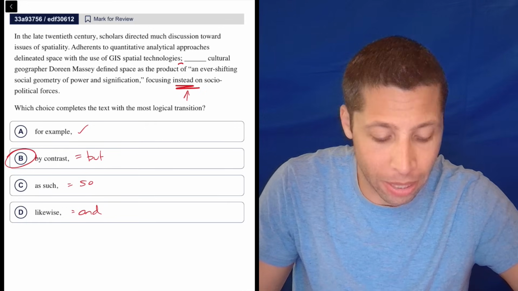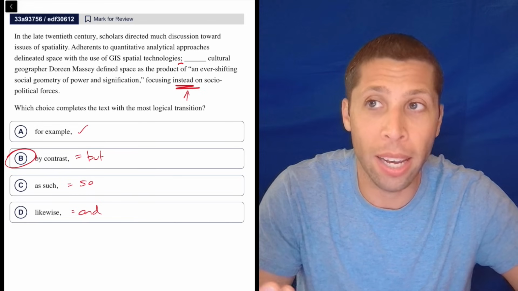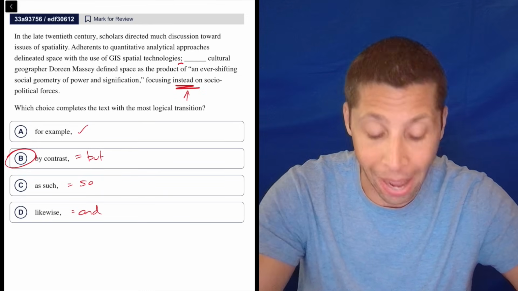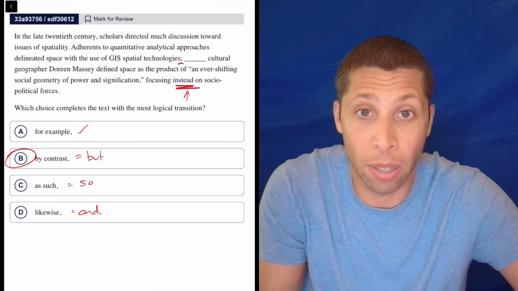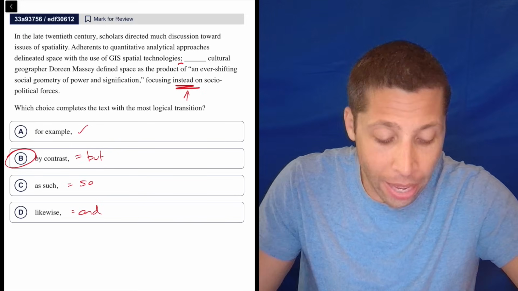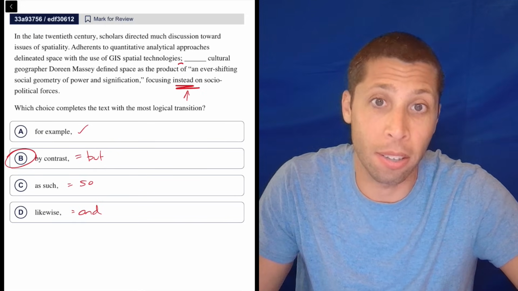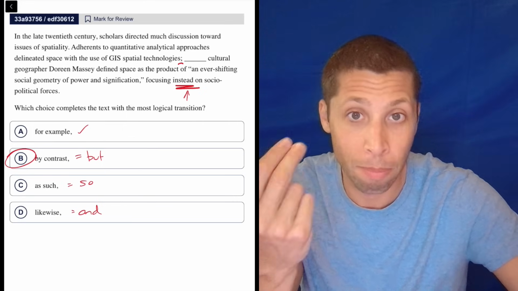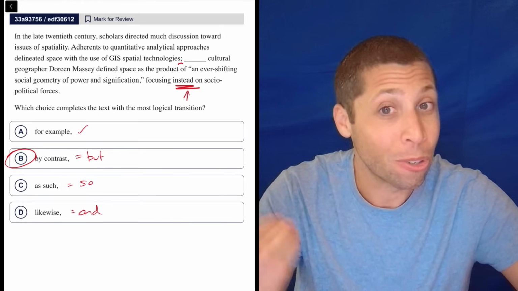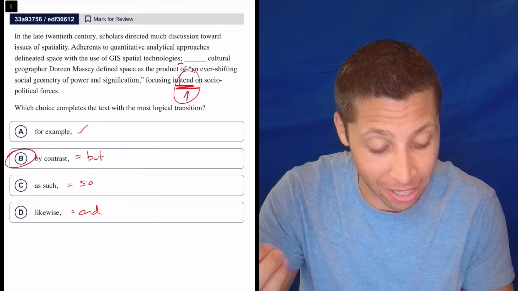And it's not a so because, again, it's a new thing. It is not caused by the other people's point of view. Doreen Massey has her point of view for her own reasons. I don't know. And so it's not caused by the thing that came before it. And then likewise, again, is an and. Here it's a very strong and where we're going to make a comparison, but we're not saying they're the same. We're saying they're different. And again, the key word here is just instead.